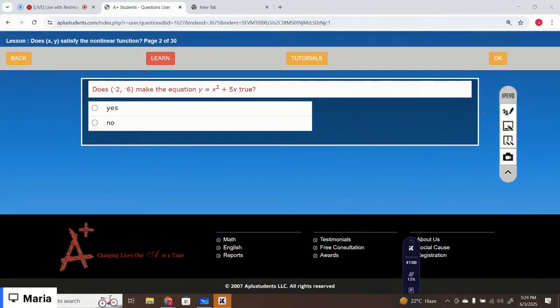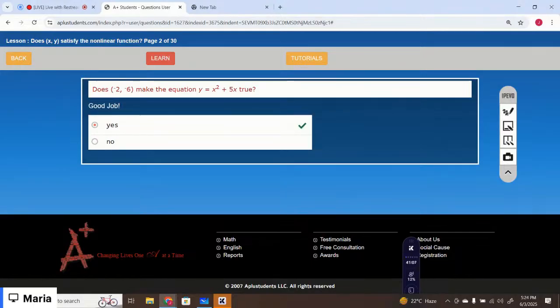So negative 2, negative 6 make the equation true. So yes, option number 1 is the correct option.